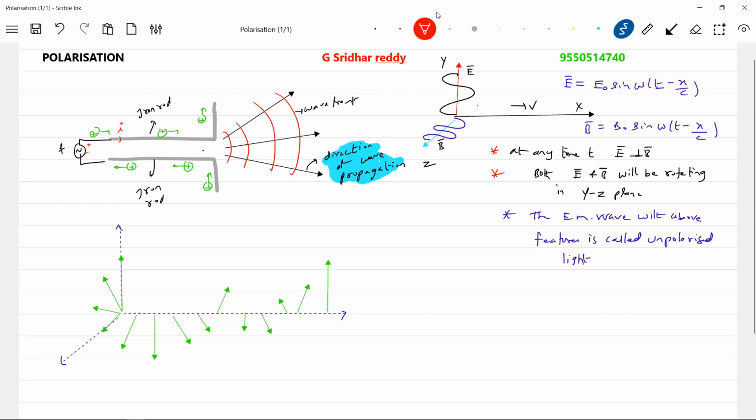Let me draw the tip of that one. Initially, at t equals 0, the E bar will be along the Y axis, and the wave is propagating along the X axis here. Do you agree? So this E bar vector, earlier it was along the Y axis, now it will lie in the YZ plane. Then at one instant, it will be along the Z axis. And its magnitude will also vary, no?